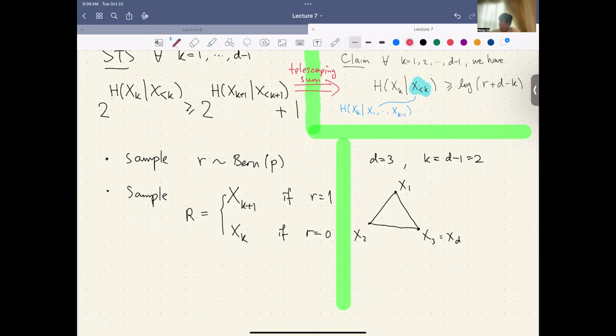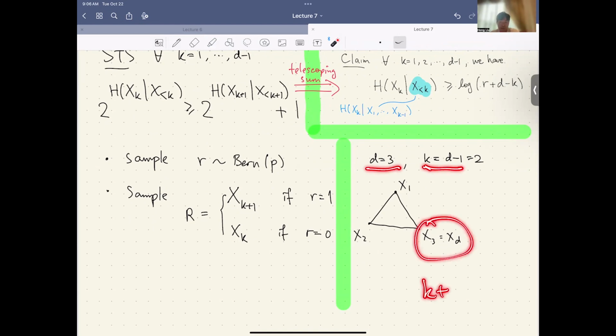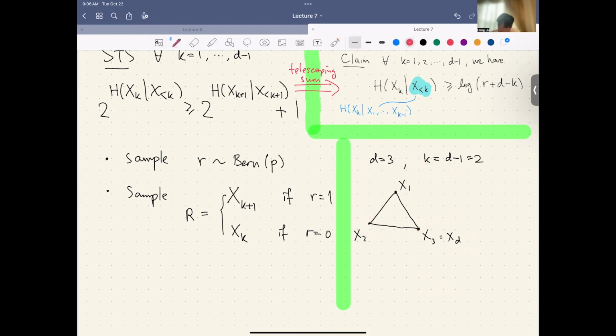Okay. So this R could take value, in this case when d equal to 3, k is d minus 1. So k plus 1 is this guy. This is k plus 1. This is k. So it could take one of these two values. Okay, this is where R could go. With probability p taking this value, 1 minus p taking this value.